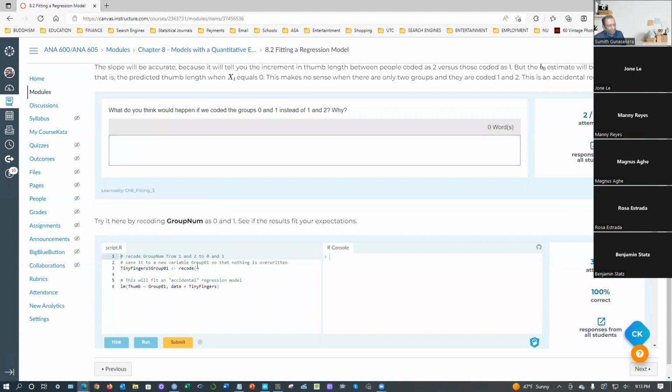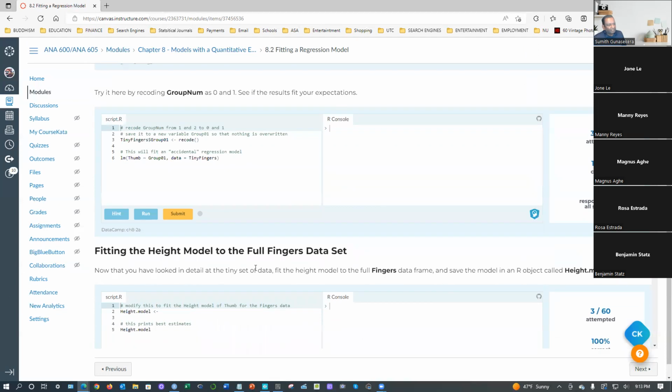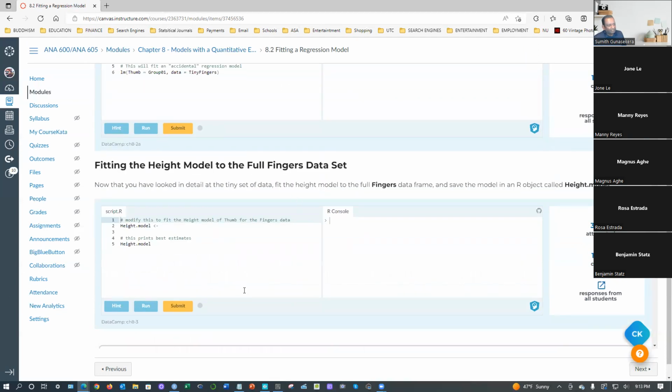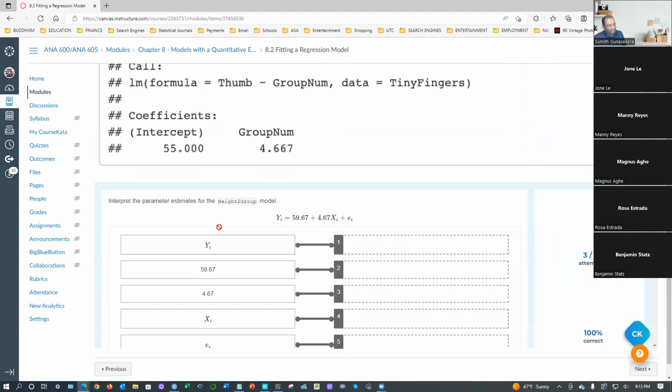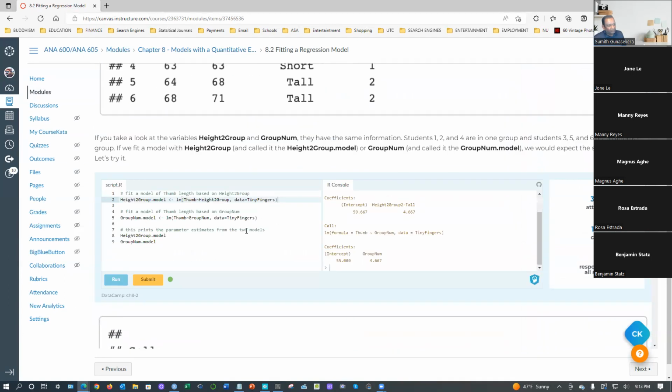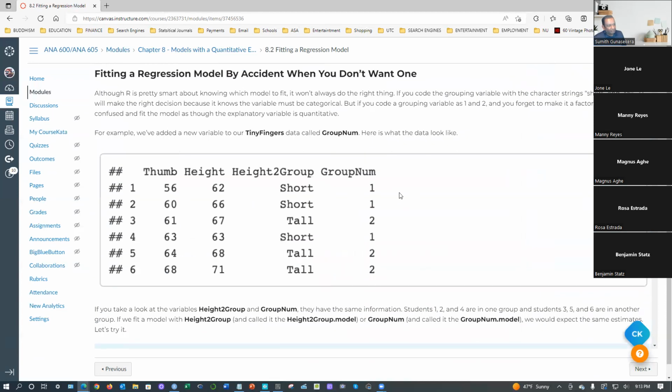So you can recode that one. If you recode and run, they should be the same. Recode means you replace that group, short with 1, tall with 2. Otherwise, the model thinks this is a regression. They think this is a two-group model, but they're going to mistakenly think this is a regression model because they think these are numeric.